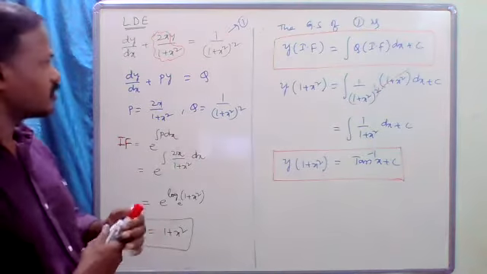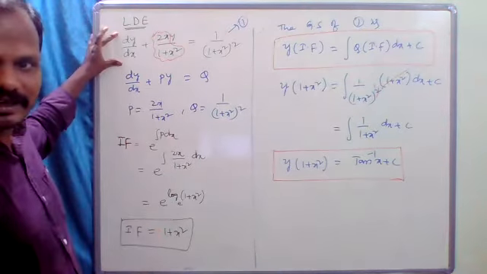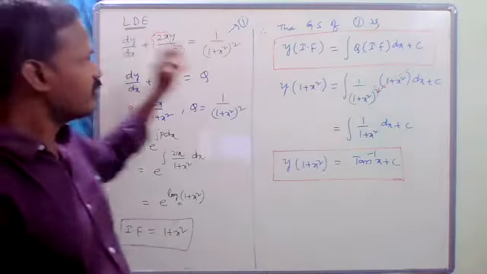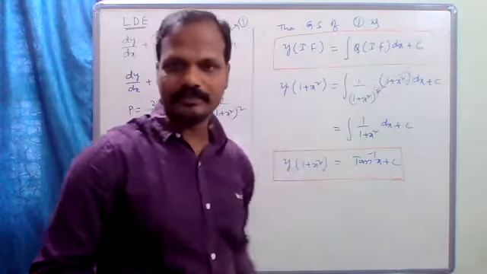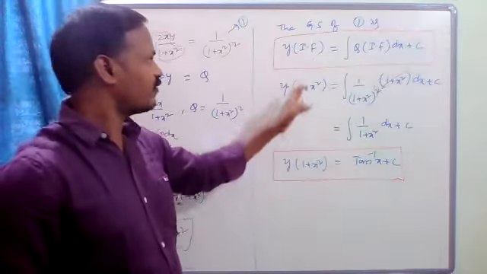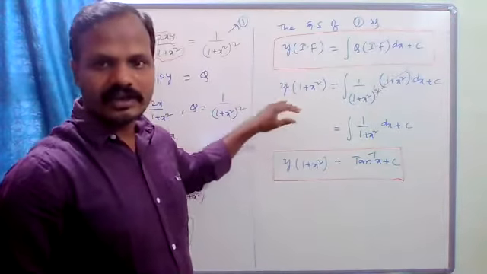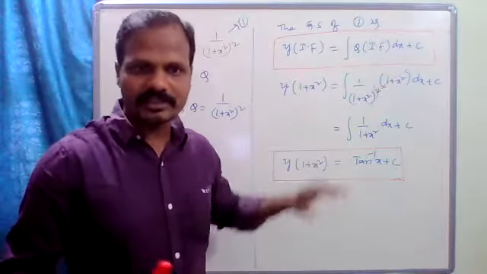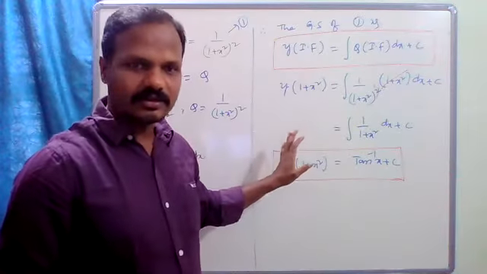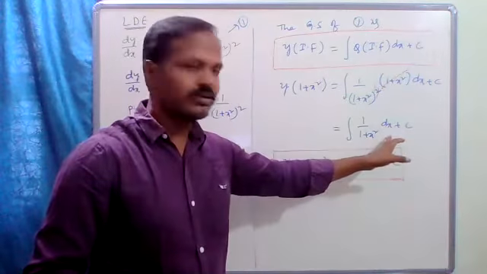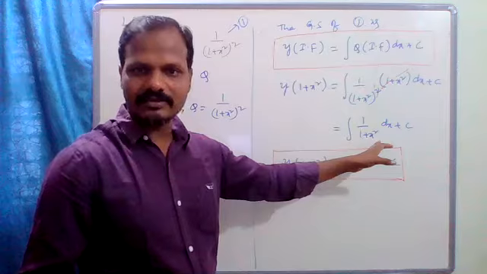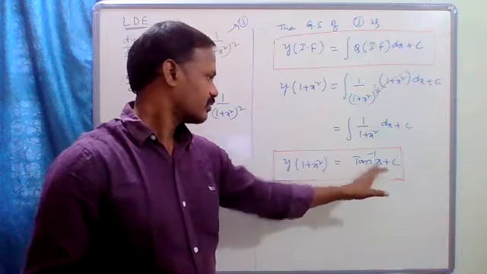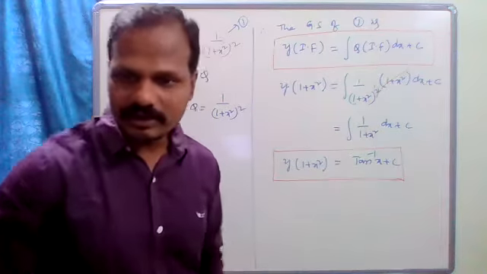Now what is the general solution of the linear differential equation? Y into IF equal to integral q into IF dx plus c. Substitute the IF value. Left side you no need to simplify, it is already simplified. Right side only you have to simplify, which is integral 1 by 1 plus x square, which is tan inverse x. This is the solution. Is it clear?